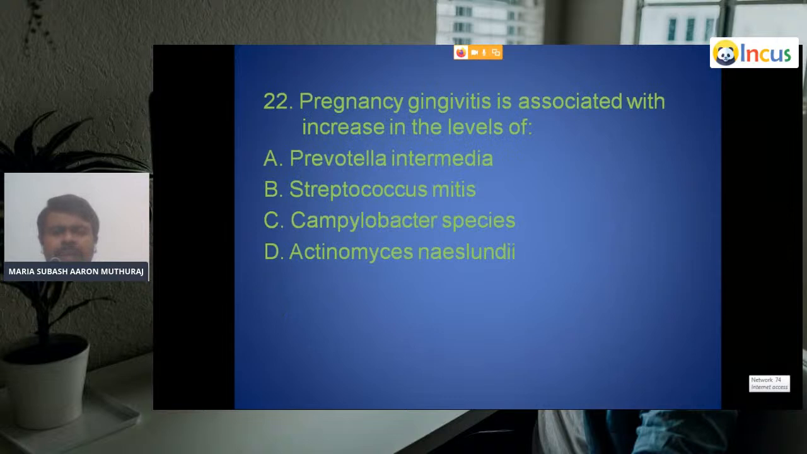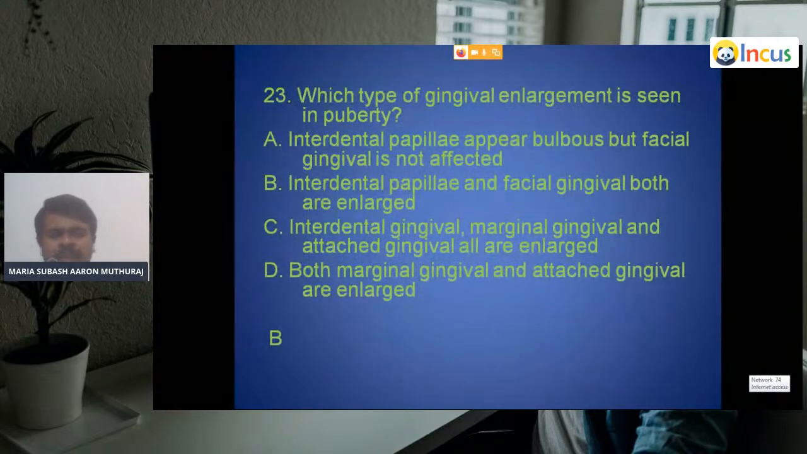Pregnancy gingivitis is commonly associated with an increase in levels of Prevotella intermedia, whereas puberty associated gingivitis is commonly associated with Capnocytophaga species. Which type of gingival enlargement is seen in puberty? In puberty, both the interdental papilla and facial gingiva are commonly enlarged. As we already discussed, the interdental papilla and facial gingiva are both enlarged in puberty. Therefore, the answer should be B.